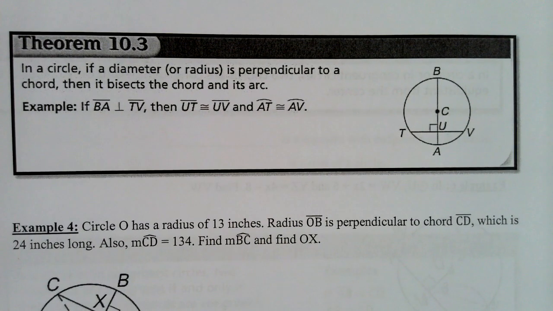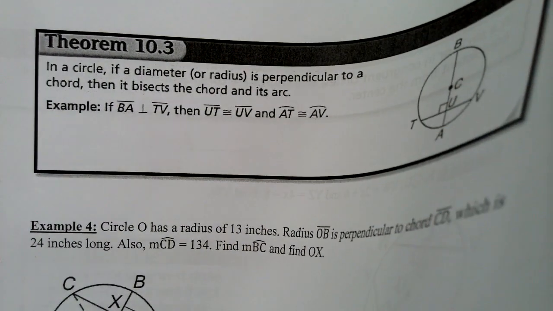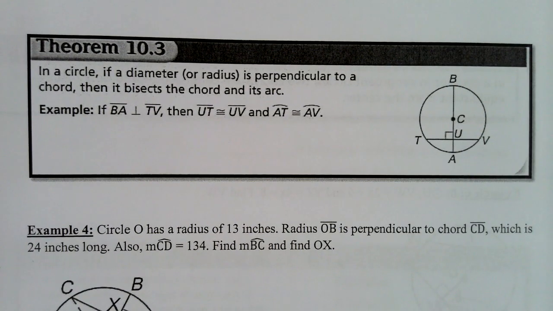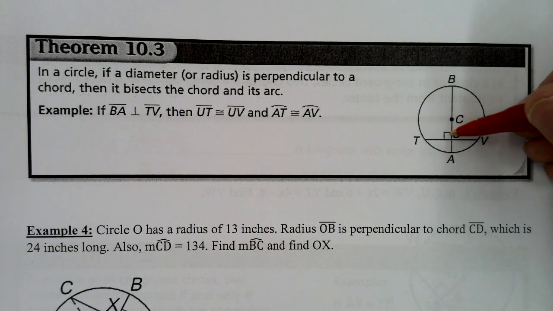So those were the two easier pages. These next two pages are going to be a little more difficult. Okay? In a circle, if a diameter or a radius is perpendicular to a chord, then it bisects the chord and its arc. Okay? So if you look at this diagram right here, you have diameter BA and you have radius CA. You can use either one. You have that being perpendicular to TV. Okay? You see you have that right angle right there.